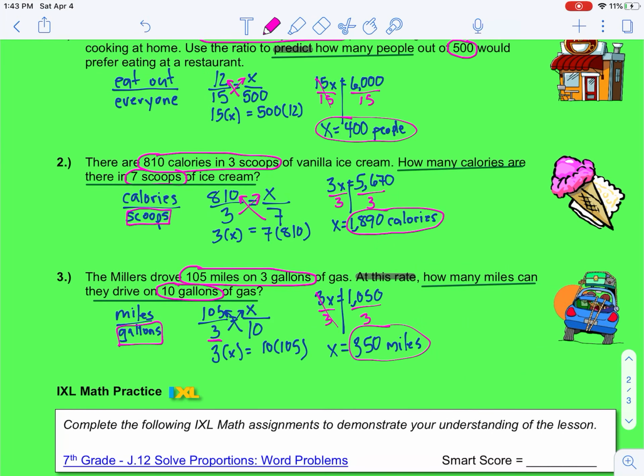All right, ladies and gentlemen, that completes our short lesson for today on how to use proportions in word problems. Make sure that you're doing that IXL. Make sure that you're staying organized when you're setting up your proportion. They're really easy to solve. I think the hardest part is making sure that I have all the numbers in the right spot.